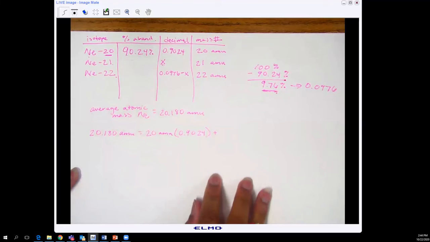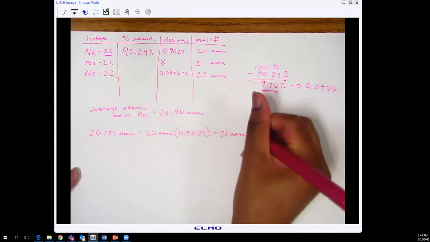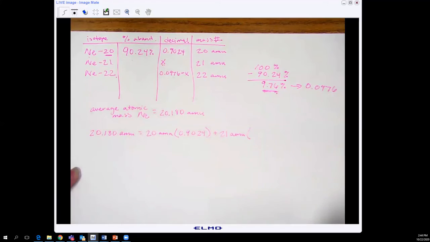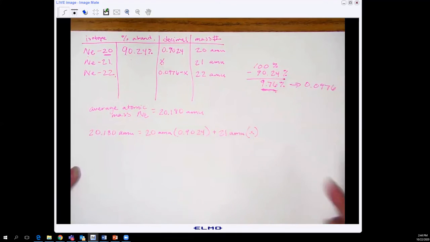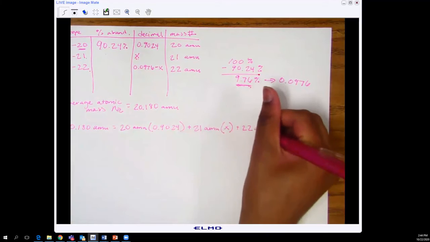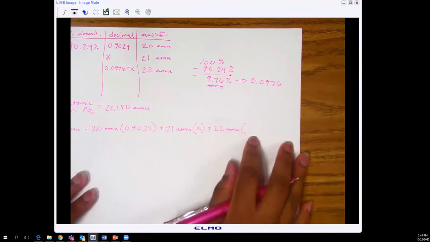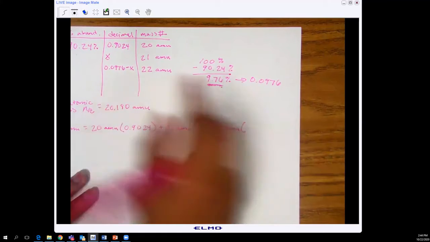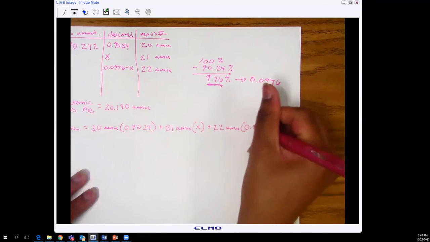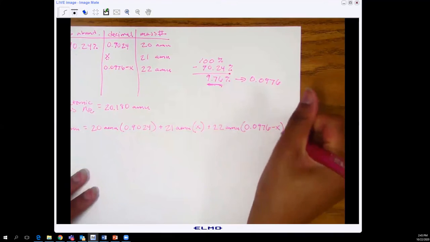Then I'm going to do the next one, so neon 21, so 21 AMU times its decimal. We don't know yet, we're calling it x. We'll solve for it in a second. And the last one is 22 AMU. This is the last isotope, and we're going to multiply that by its decimal. Once again, we don't quite know it, but we have something we can put in its place until we can figure it out. So that's our 0.0976 minus x.